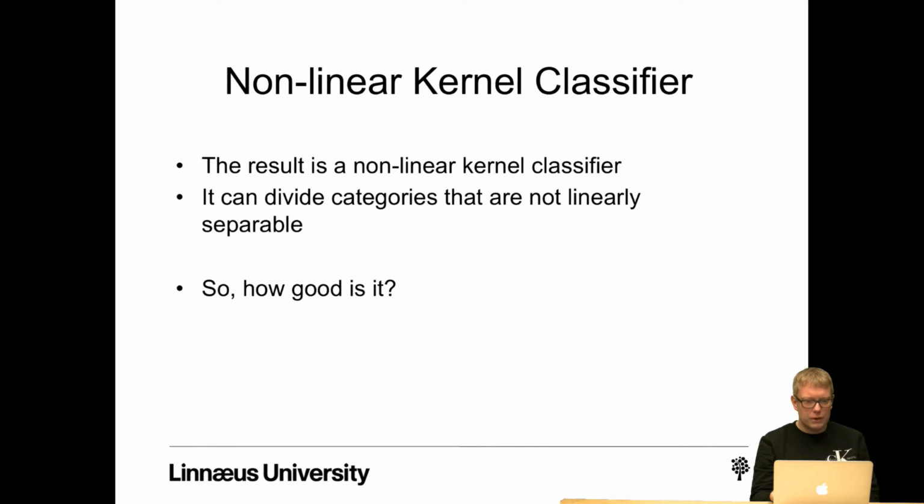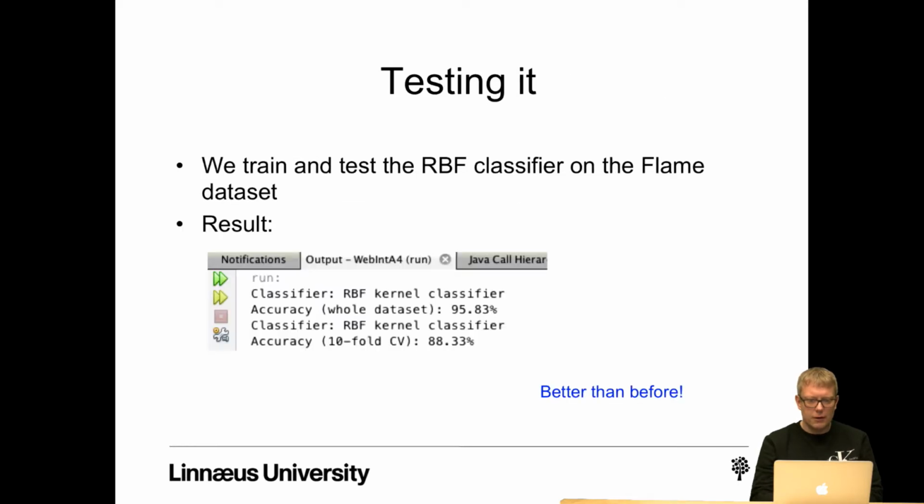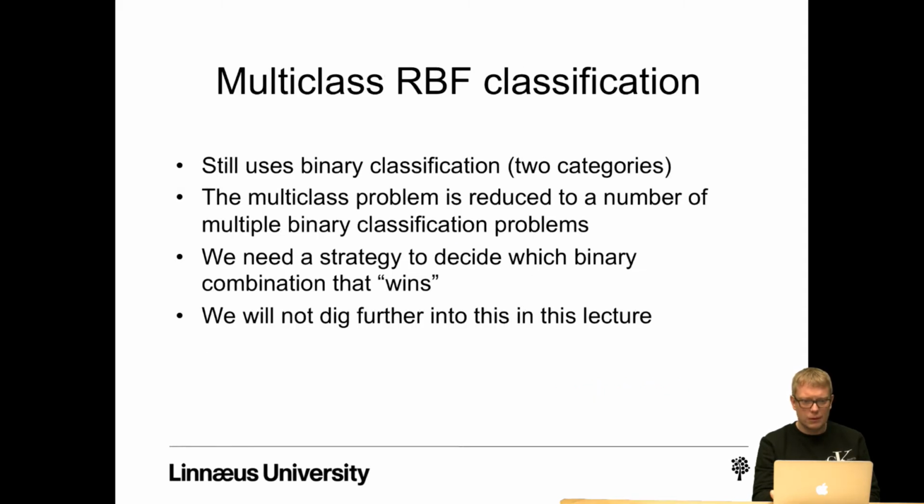And if we implement this, we have a non-linear kernel classifier, and it can divide categories that are not linearly separable. So how good is it? If we train and test the RBF classifier on the Flame dataset, we get the following result. The accuracy when we use the whole dataset for both training and testing is 95.83%, and the accuracy on tenfold cross-validation is 88.33%. So it's quite much better than before.